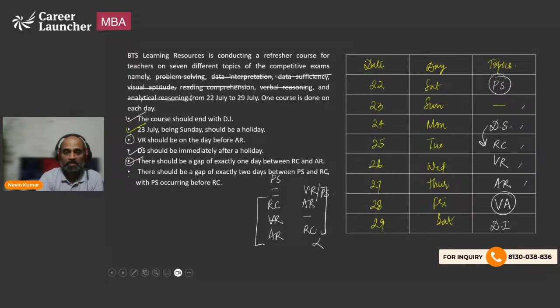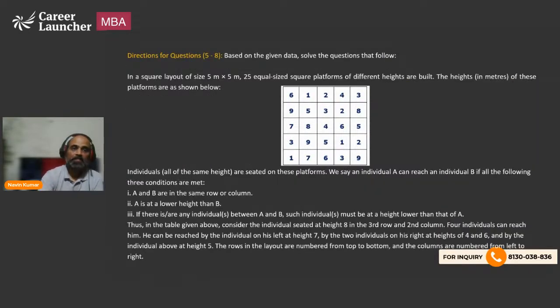Okay. Let's look at the next set now. In a square layout of size 5 meters cross 5 meters, 25 equal size square platforms of different heights are built. The heights in meters of these platforms are shown below. We can see here 6, 1, 2, 4, 3, 9, 5, 3, 2, 8, and so on. These are the heights. Now, individuals all of the same height are seated on these platforms. Let's say people are sitting there. We say an individual A can reach an individual B if all the following 3 conditions are met.